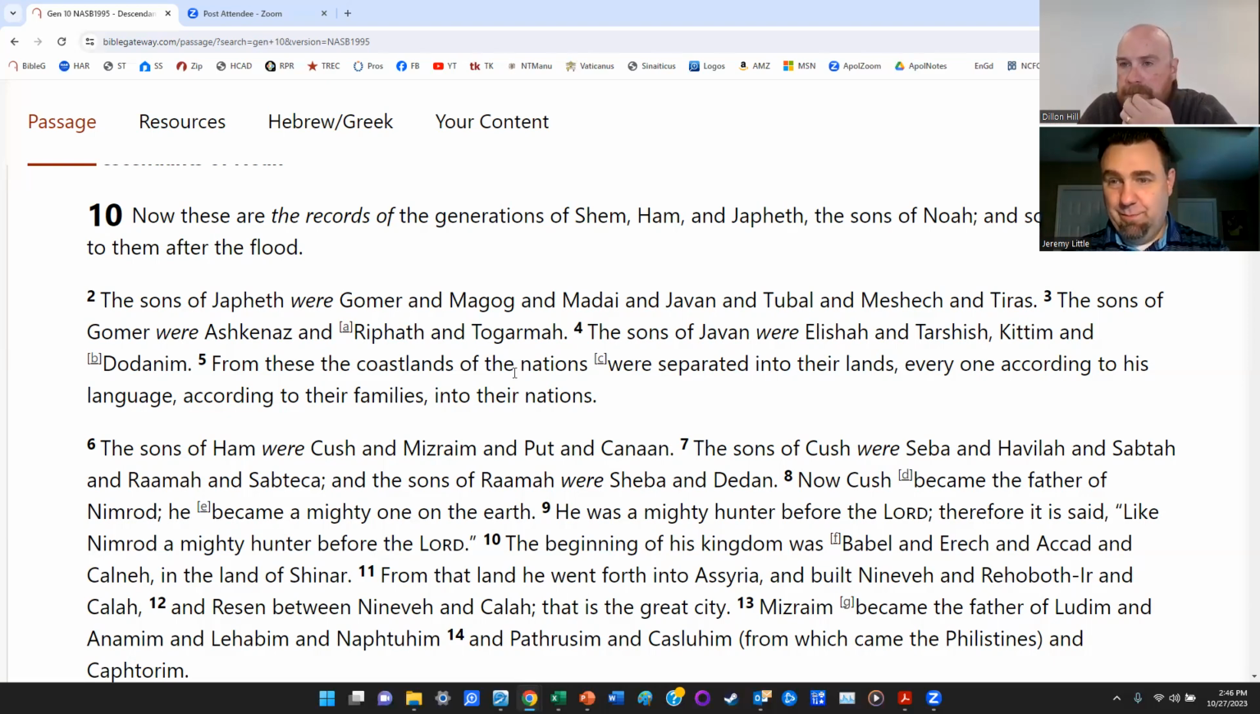What a boring chapter this is. Let me just read the first few verses, starting in verse 2. The sons of Japheth were Gomer and Magog and Madai and Javan and Tubal and Meshech and Tiras. The sons of Gomer were Ashkenaz and Riphath and Togarmah. The sons of Javan were Elishah, Tarshish, Kittim, and Dodanim. From these, the coastlands of the nations were separated into their lands, everyone according to his language, according to their families, into their nations.